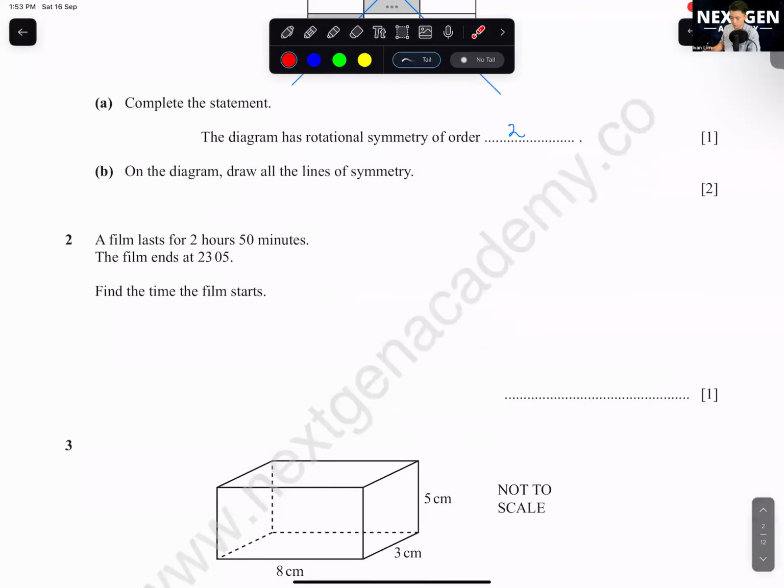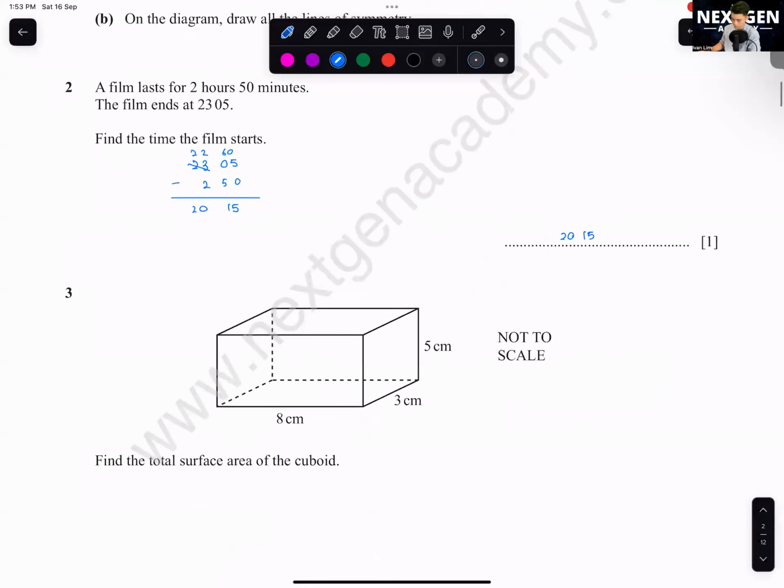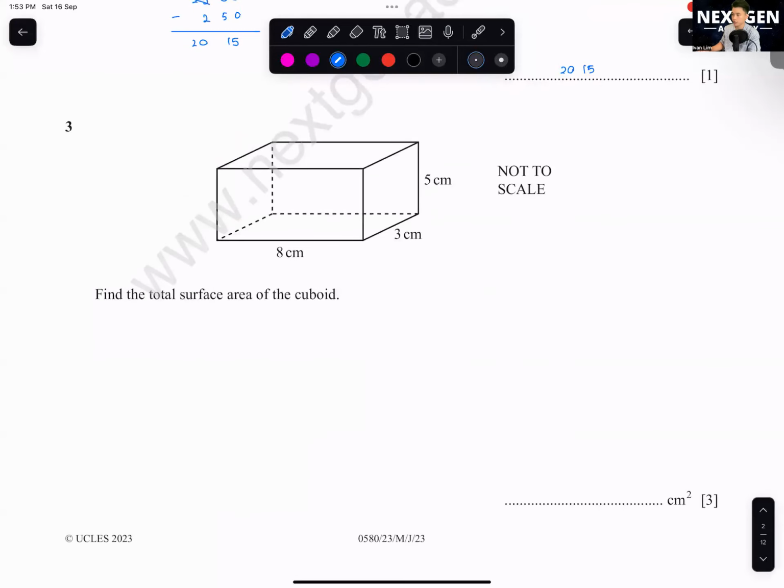Number two, a firm lasts 2 hours, and ends at 23:05. Find the time the firm starts. So you just minus it off, 23:05 minus 2:50. If you want to use a calculator to do it, also can. You will get 20:15. You borrow here, it becomes 22, then you add 60 to the value. So here is 20:15.